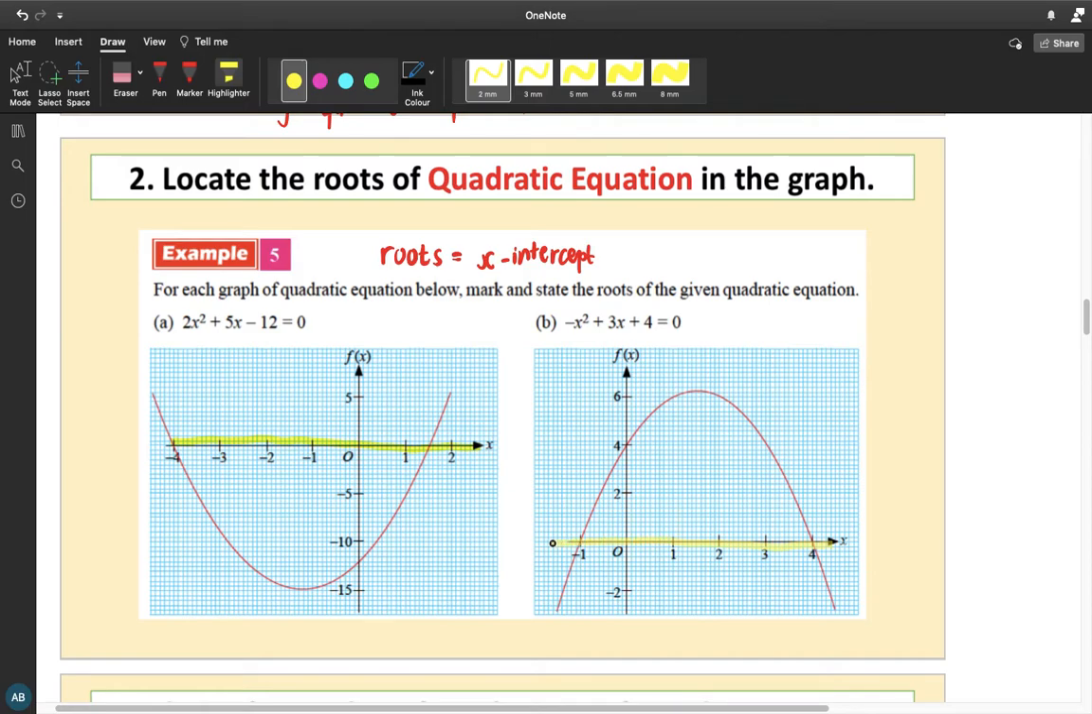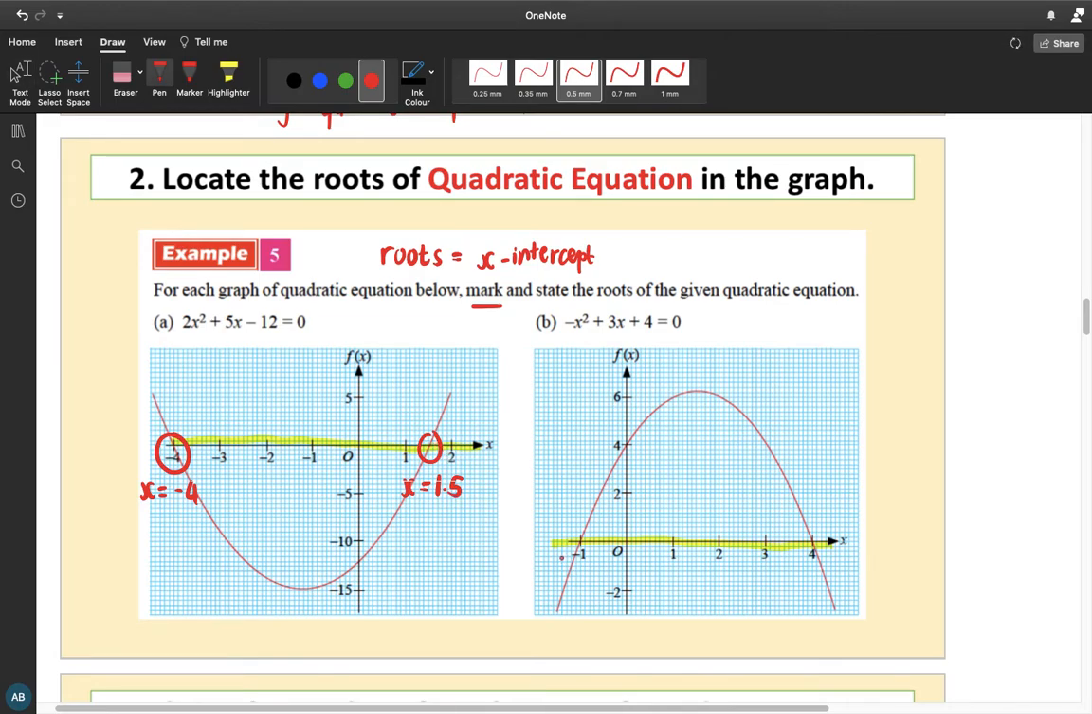By the way, this is not the x-intercept, this is the x-axis. So what does x-intercept mean? It is when the graph touches the x-axis. So here and here. We can write, it already says marks, so we write marks. It says state the roots. So we can write here x equals -4, and over here x equals 1.5, because it's right in the middle there.